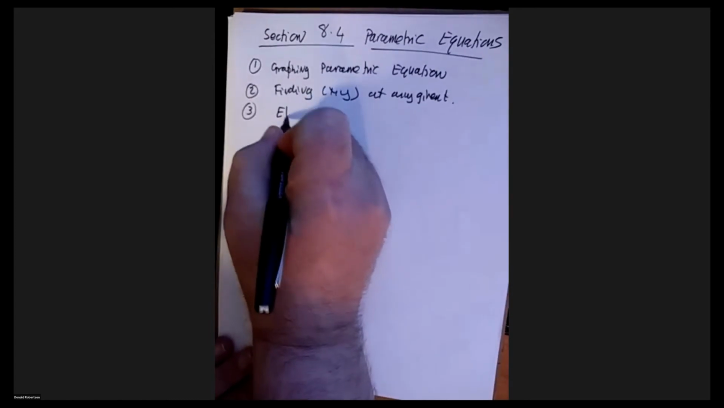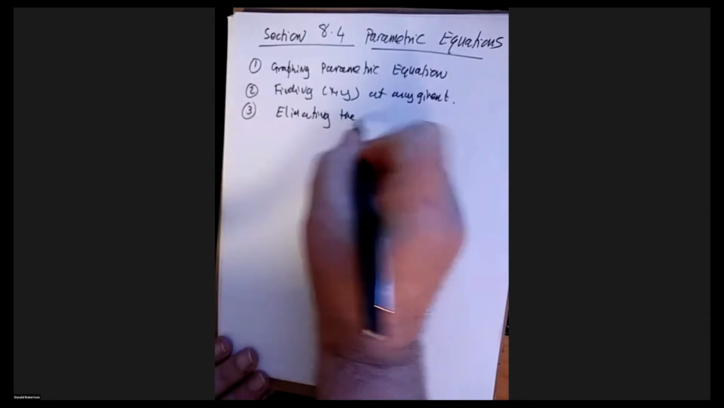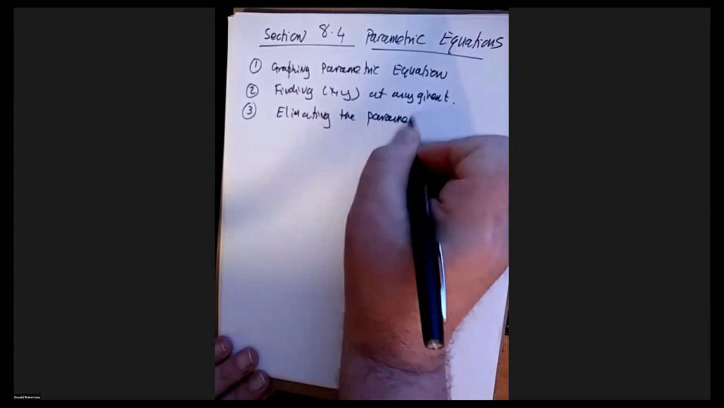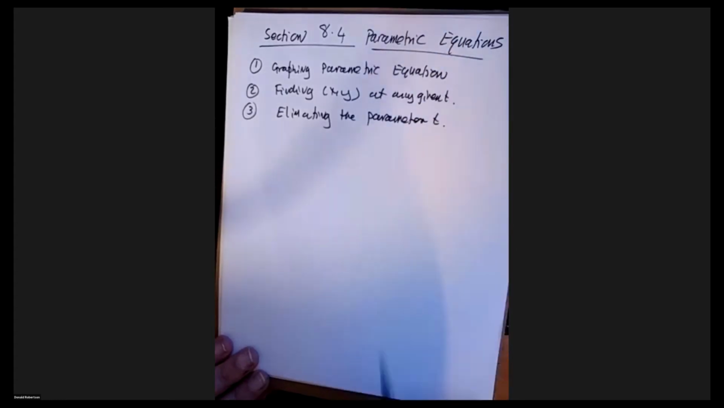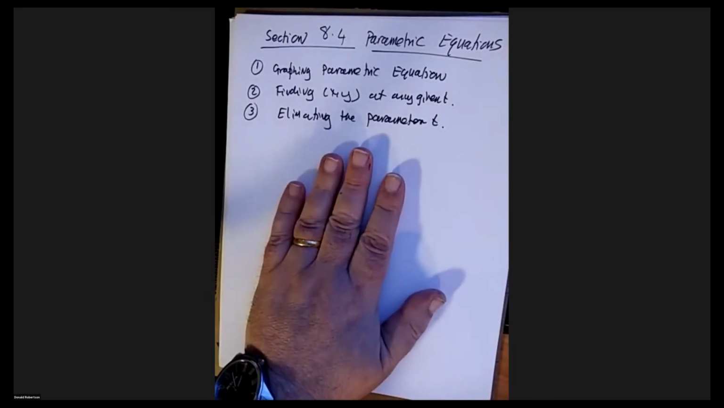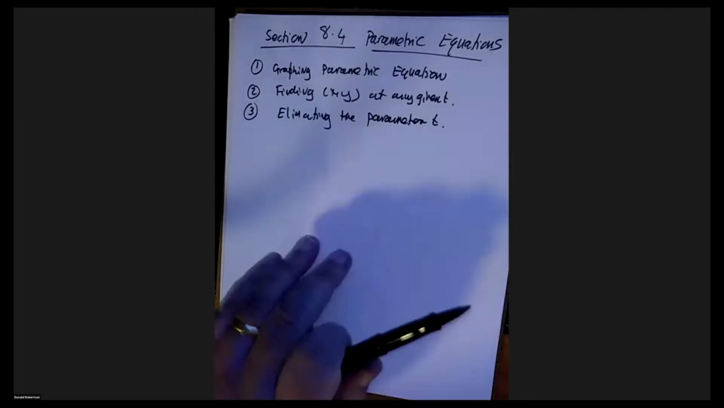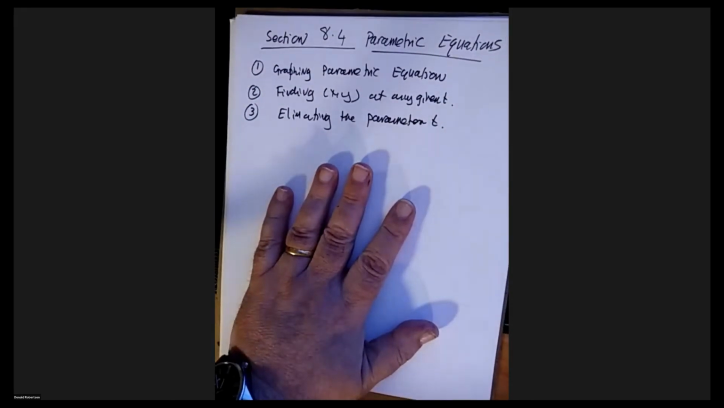And the major one, the one that's probably going to involve the most working, is eliminating the parameter t. That basically means take the parametric equation and turn it into y equals 2x squared plus 1, or x squared plus y squared equals 9, right? Get rid of the t's and rewrite it in terms of just x's and y's. So if you've started this homework, this will make sense because you've probably been asked all 3 questions.